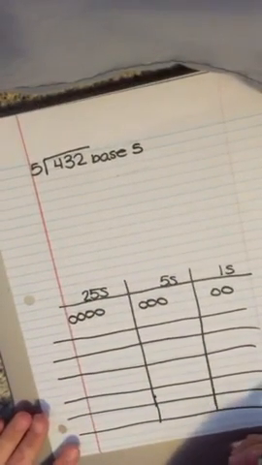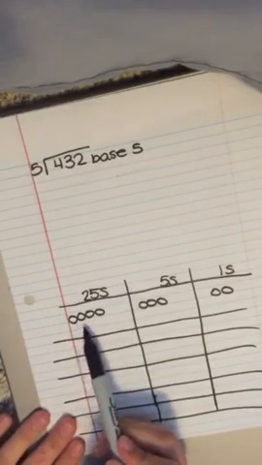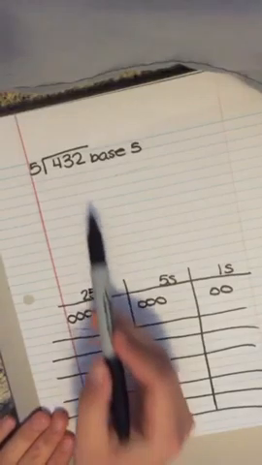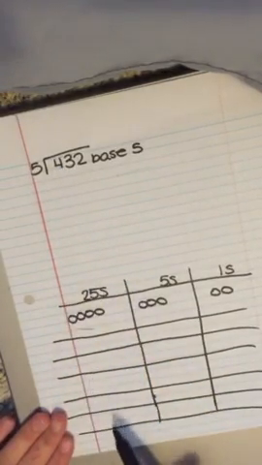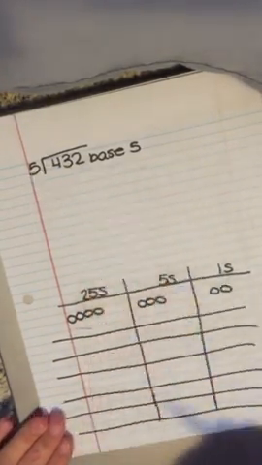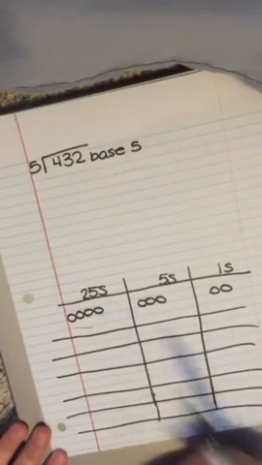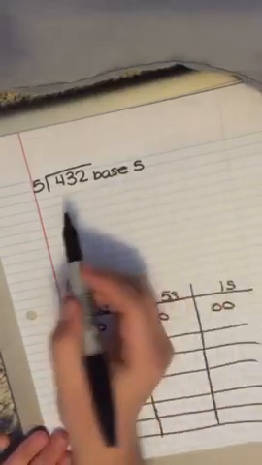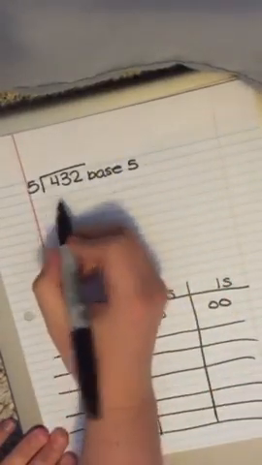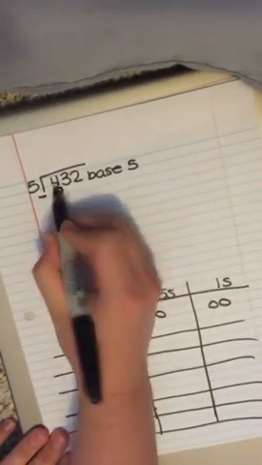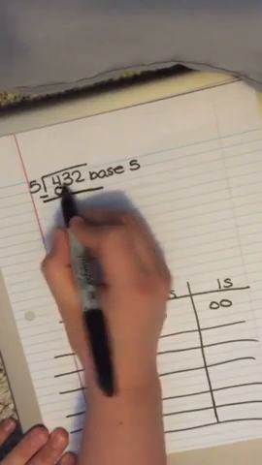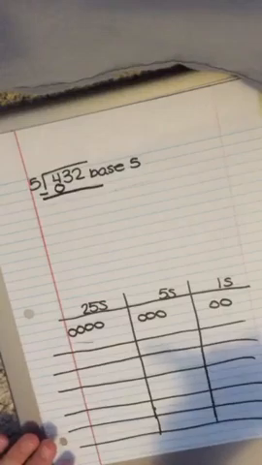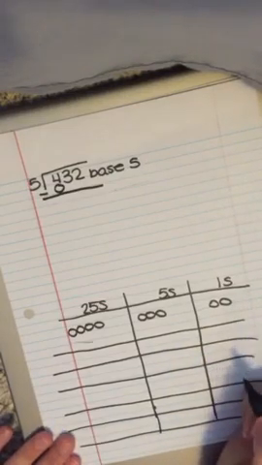The next thing that we're going to do is look at the chip model and try to see, can we evenly distribute these 4 chips into these 5 equal groups? And the answer is no, we cannot evenly distribute 4 chips into 5 groups. So we're going to move back up to the algorithm and make that a 0 under here because we have 0 groupings of 25.